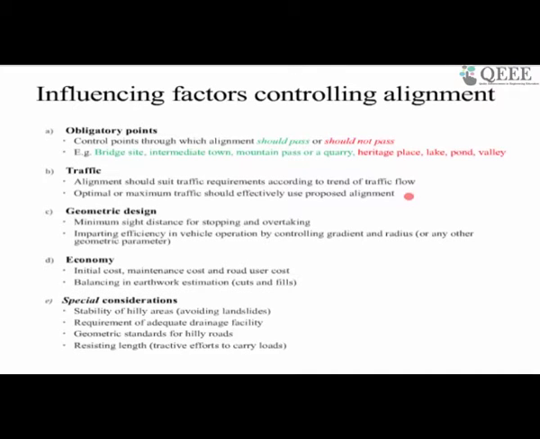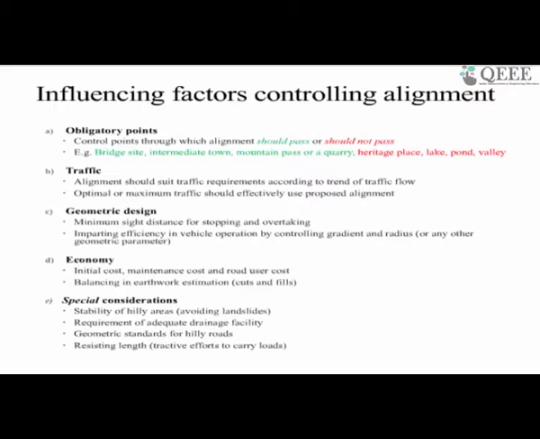So now let's move on to the other part, as I was saying, the influencing factors or the controlling alignment. There are obligatory points within there, and when we are deciding any alignment, we need to look into what the obligatory points are. Obligatory points are the points through which an alignment needs to pass, and also the points which the alignment needs to avoid. As I told you, if there is a city or metropolitan area in between the two connecting cities, you would like to connect that. So that becomes an obligatory point, and you can connect that intermediate city for development.